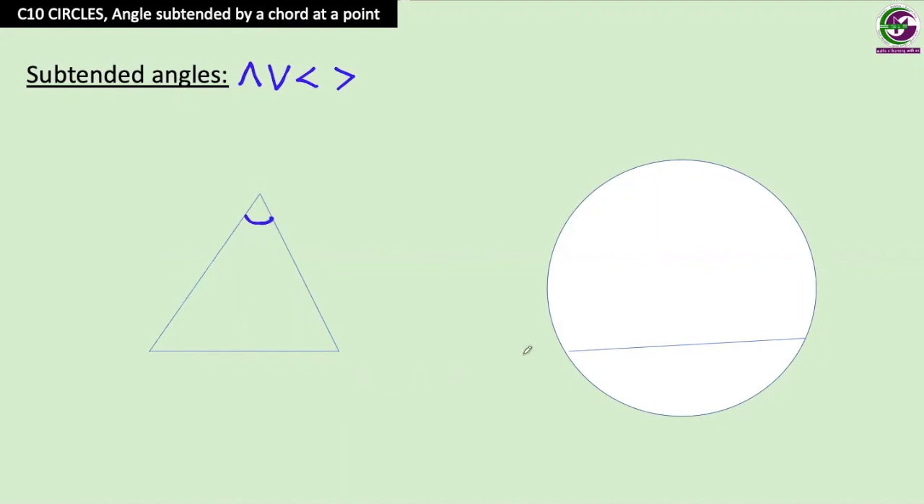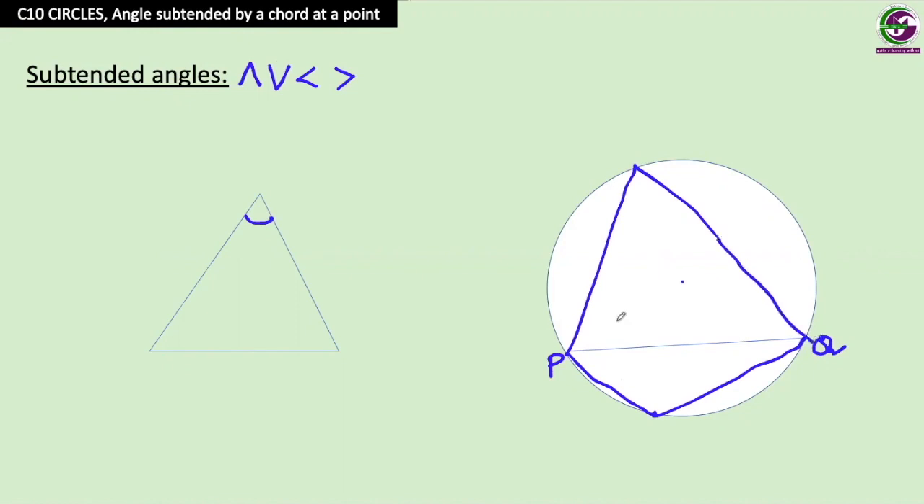Let us see a chord for a circle. Let's say PQ is a chord. Then subtended angles can be an angle on the circle to the minor arc, to the major arc, to the center, or to any other interior points or even exterior point on the circle. All these are subtended angles.